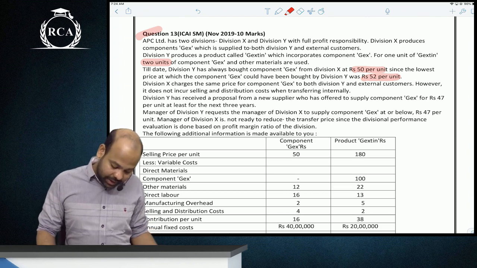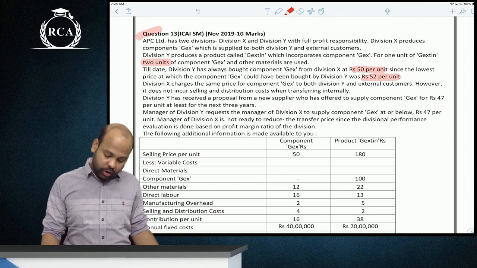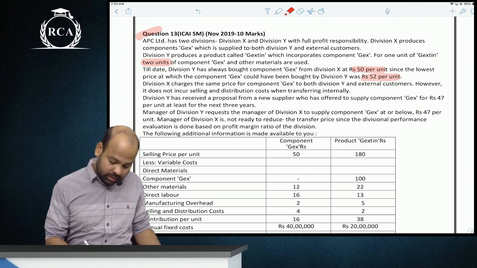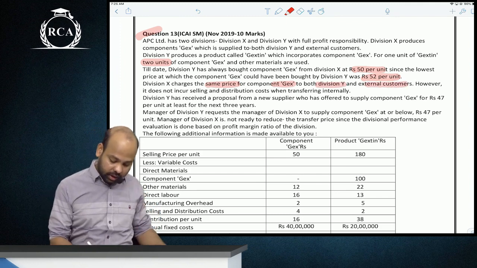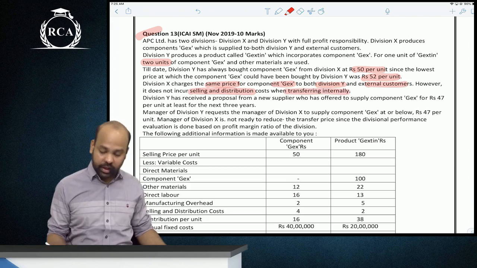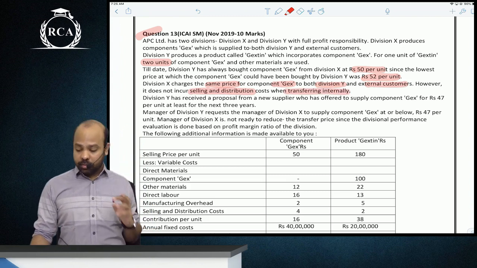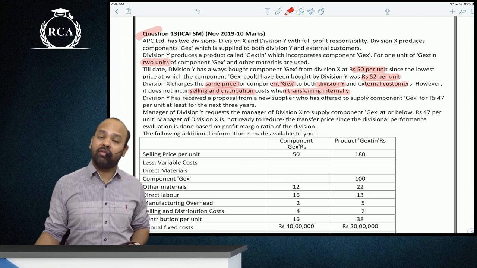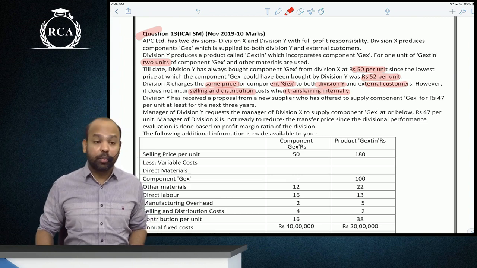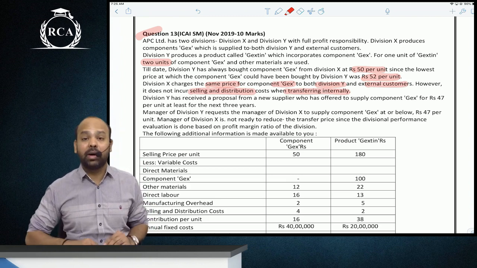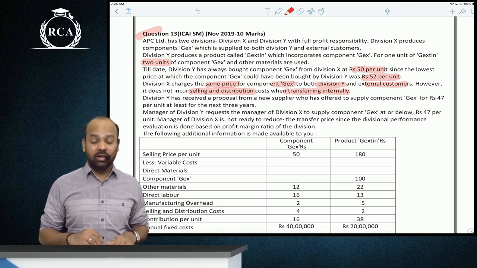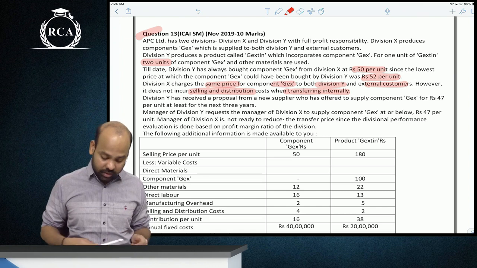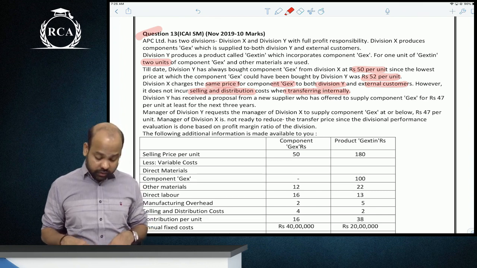Division X charges the same price for component GX to both Division Y and external customers. However, it does not incur selling and distribution costs when transferring internally. Not fair, guys. Remember, whenever you're using the market-based transfer pricing method, an appropriate transfer price will be the prevailing market price, then adjusted for savings on account of internal transfers. There can be certain savings, like here we are not incurring selling and distribution cost.